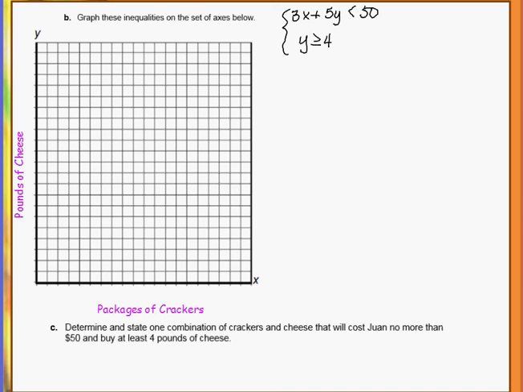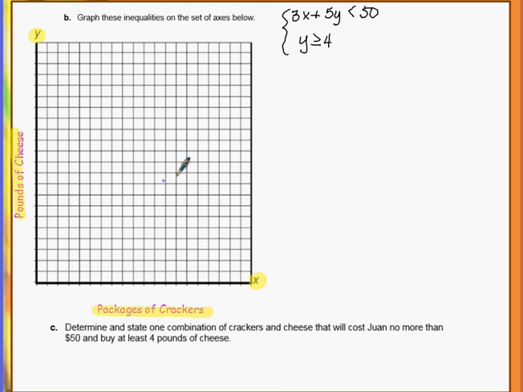Okay, we're now asked to graph these inequalities on the axes below. So please notice that the first thing I did was label my packages of crackers with the x-axis and the number of pounds of cheese with the y-axis. It's important not to confuse our variables, and we want to make sure we don't forget to label each scale. So before I can decide the scale increments, I need to predict or see what values must be shown.